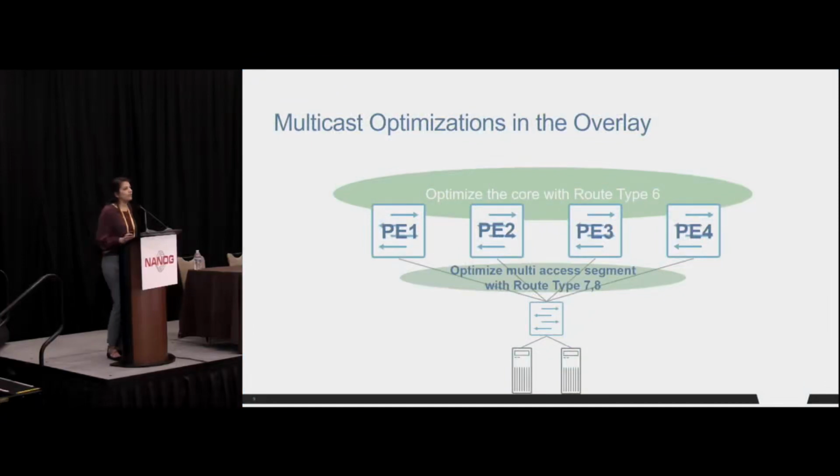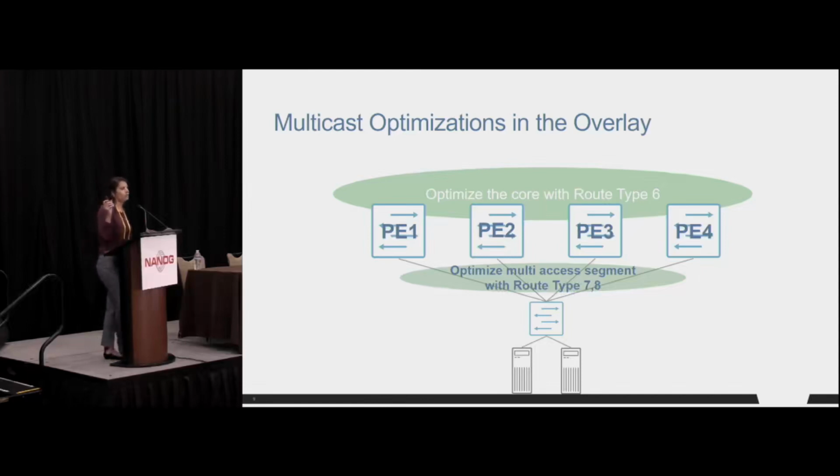So for the rest of the presentation, we'll divide it into two parts. The big green oval on top is the core domain. We will discuss EVPN optimizations in the core domain. The little green oval at the bottom, again, that is the multi-access segment. Then we will discuss how EVPN is going to optimize the multi-access segment. So it's two parts. There's 3 new route types defined.